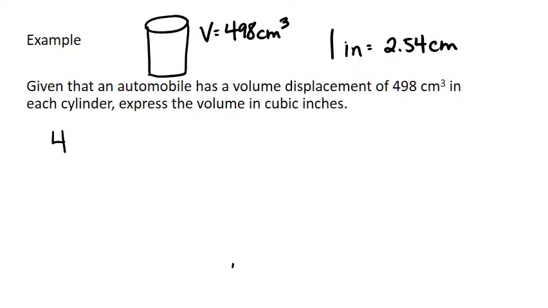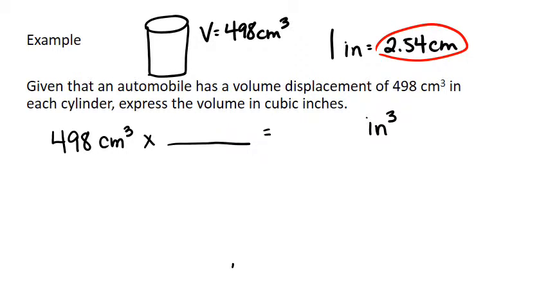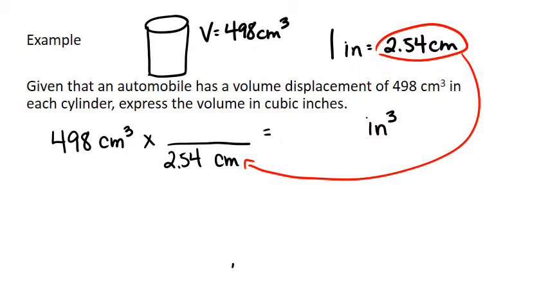I'm going to set this up as 498 cubic centimeters. And then I'm going to set up my conversion. And I know that I need inches cubed. Same thing we've been doing all along. I've got a starting point. I've got an ending point. I've got a fraction that I'm going to use a unit conversion for to solve this problem. Okay? So if you'll look, I've got centimeters here and 2.54. So I'm going to pull those down to this bottom spot. I've got 2.54 centimeters as the bottom half of my conversion.